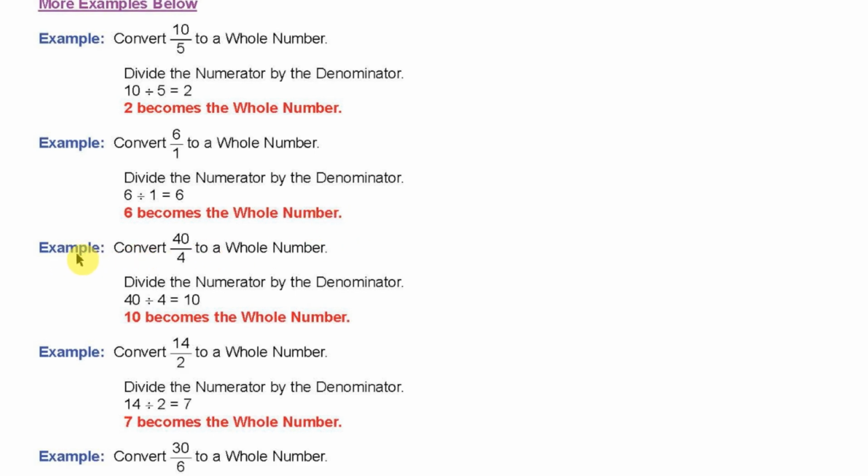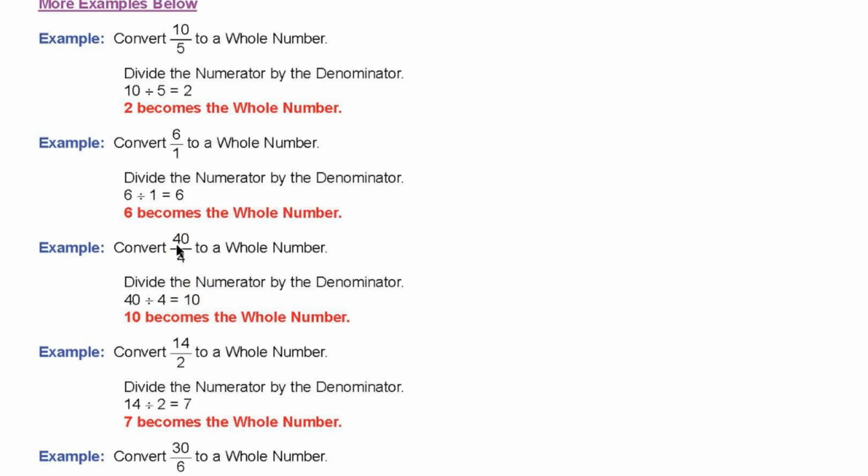Another example is converting 40 fourths to a whole number. Divide the numerator by the denominator. The numerator is 40. The denominator is 4.